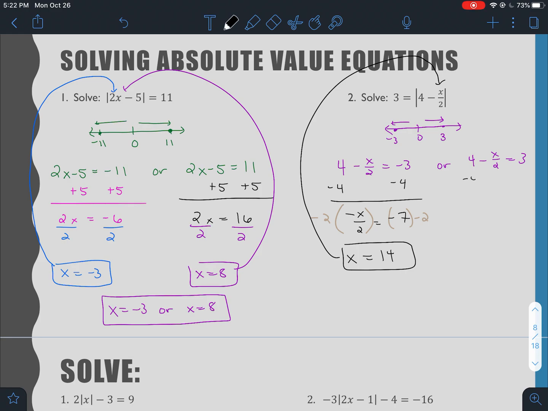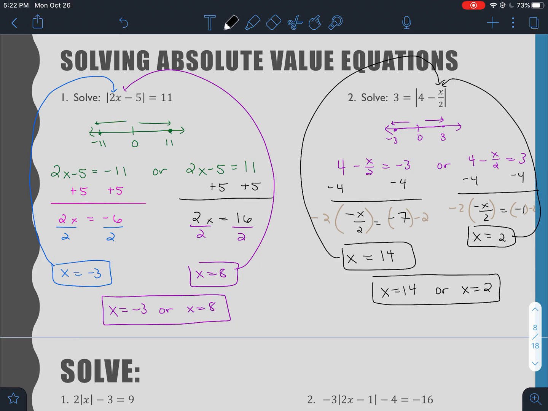And on the next one, I'm going to subtract 4 and subtract 4. And I get negative x over 2 equals negative 1. Then multiply both sides by negative 2. And I get positive x equals negative 1 times negative 2 is 2. And if I took 2 and tried to plug it back in, 2 divided by 2 is 1. 4 minus 1 is 3. And the absolute value of 3 is 3. So my two possible solutions are x equals 14 or x equals 2.